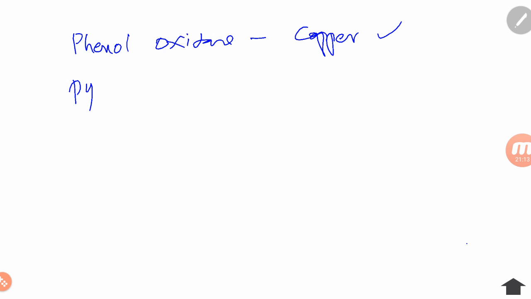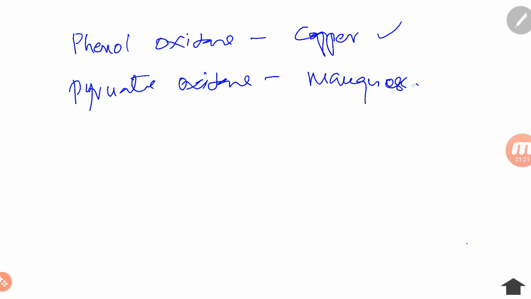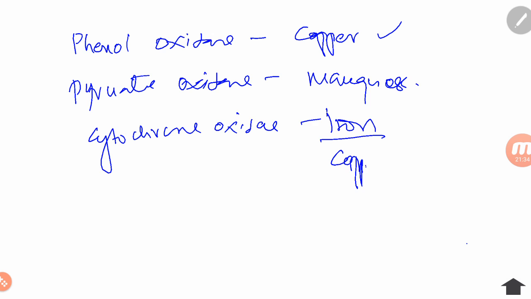Coming to the metalloenzymes, there are a few things you have to remember. The metal in phenol oxidase is copper. Please make a note of this. These are previously asked questions. Most commonly, pyruvate oxidase has the metal manganese. And the last one is cytochrome oxidase, which has metals like iron and copper. Okay, I hope you are clear with this.